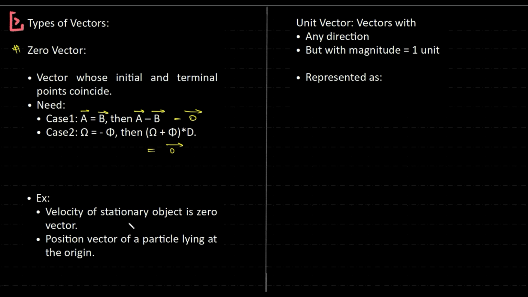Now, the velocity of a stationary object is a zero vector. The position vector of a particle lying at the origin is a zero vector. What the position vector is, I'll be talking about later. The velocity of a stationary object you can understand: an object which is not moving has a velocity of 0.